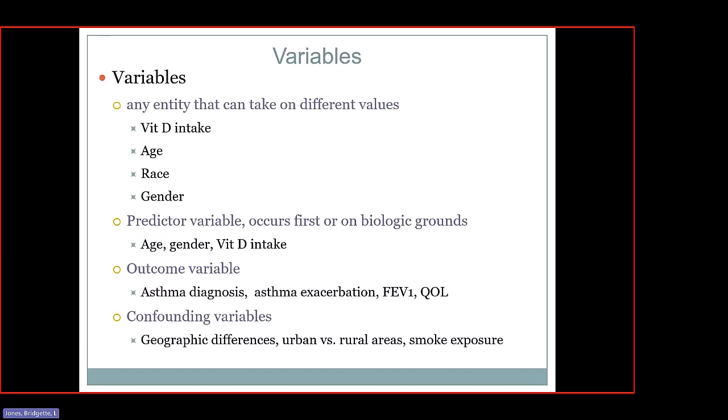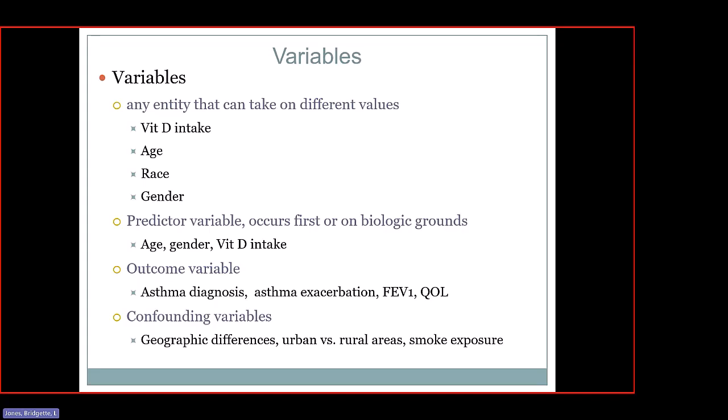So the major types of variables are your predictor variables and your outcome variables, and then you have confounding variables, which I touched on a little bit. Your predictor variables are the things that occur first based on biological grounds. So those are things like age, gender, your vitamin D intake. And then your outcome variables are the things that your predictor variable might influence, or that you're looking to see is associated with or influencing in some way.